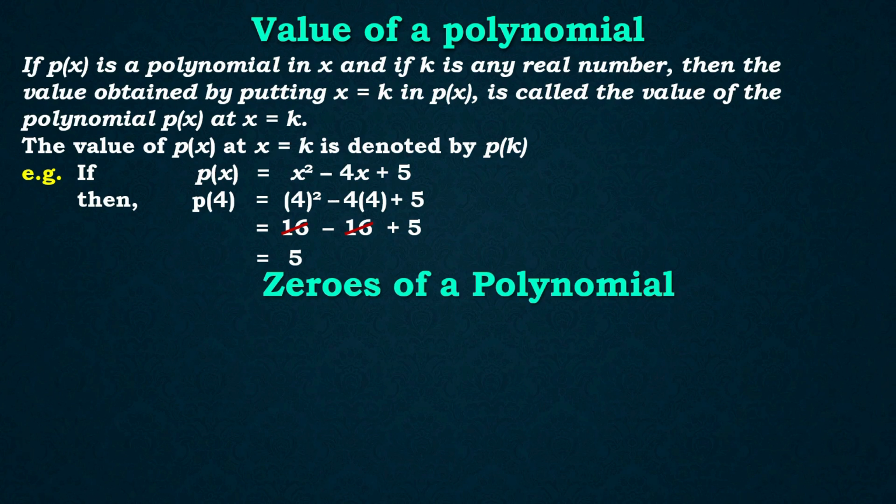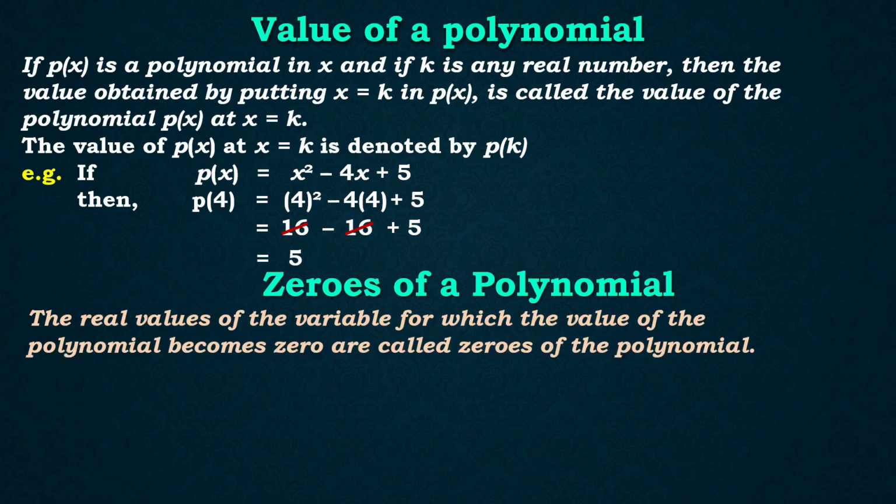Now let us understand the zeros of a polynomial. The real values of x for which the value of the polynomial becomes 0 are called the zeros of the polynomial. For example, consider the polynomial p of x equals x cubed minus 3x squared minus 2x plus 3.